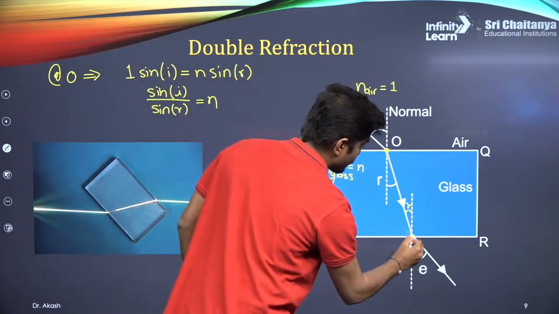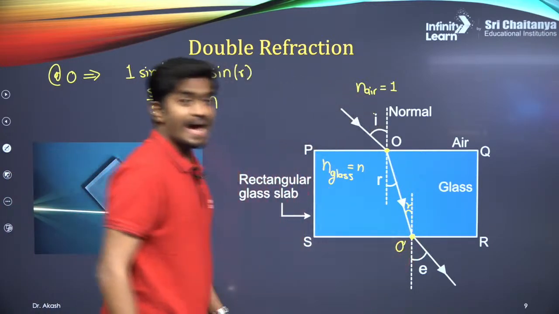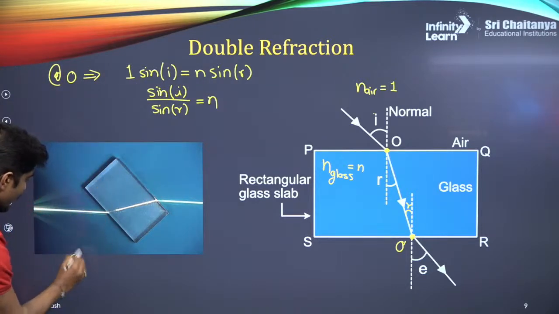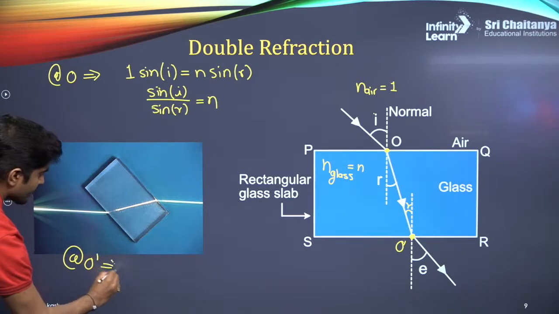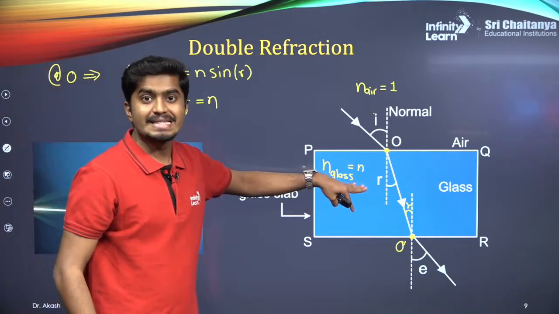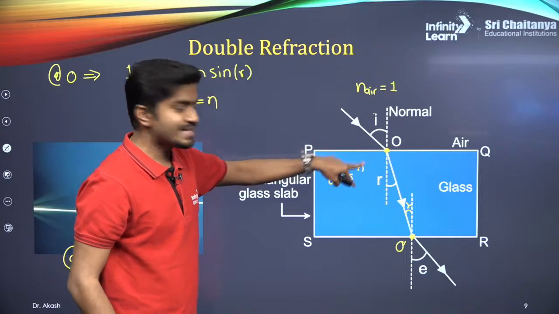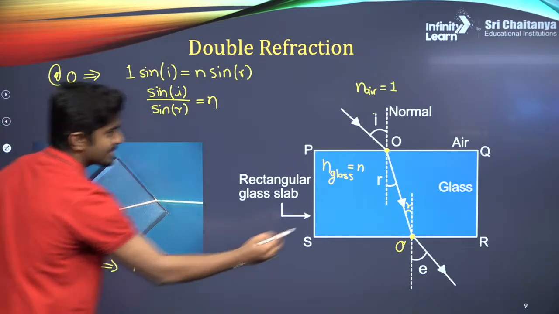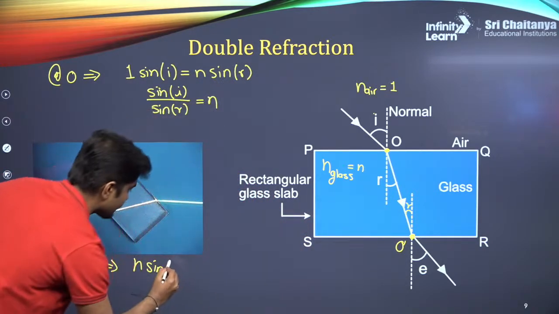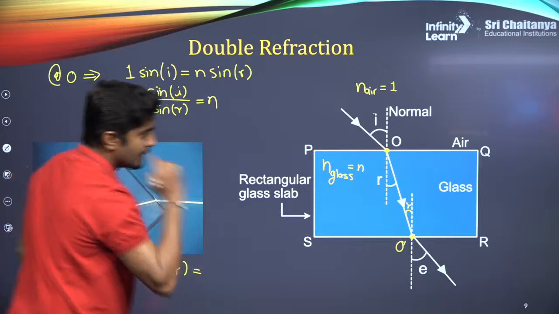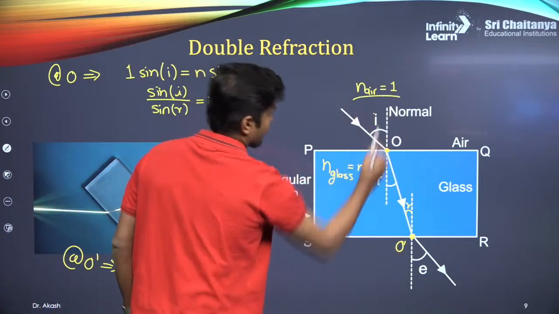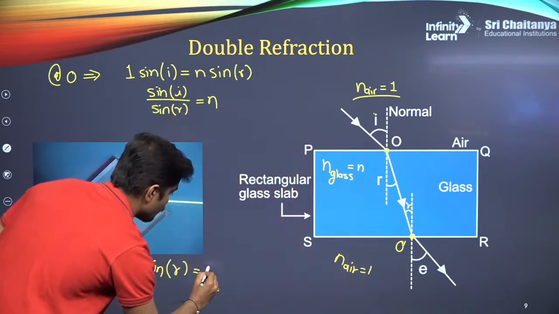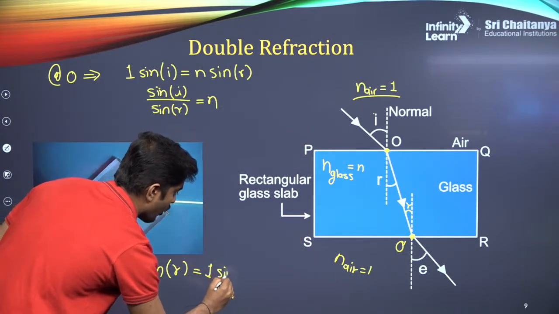Now let's come back to this point O prime. At the point O prime, the first medium is the glass. So what is the refractive index? N. So again N times sine of, what is this angle? This angle is R, should be equal to the refractive index of the air times sine of E. Again there is air, this is also air. So the refractive index of the air is 1, so 1 multiplied by sine of E.